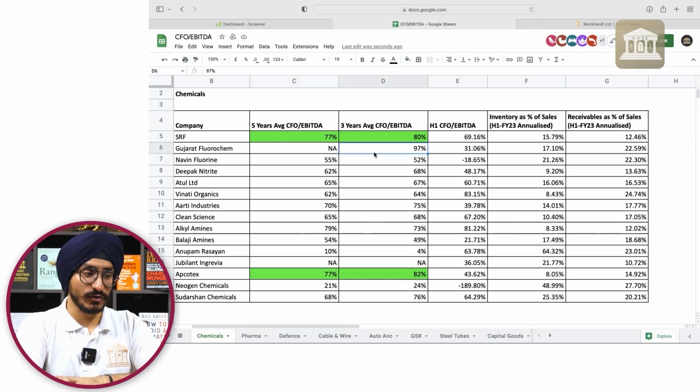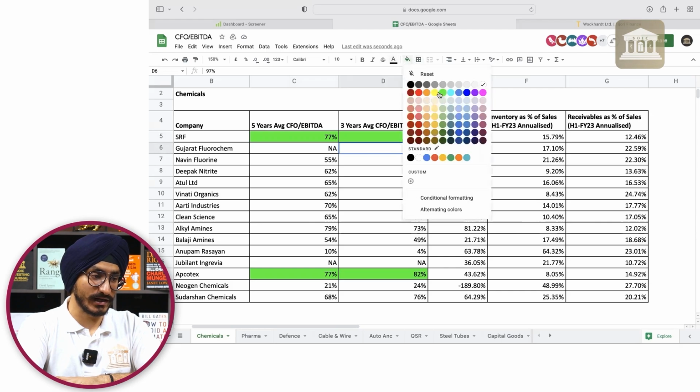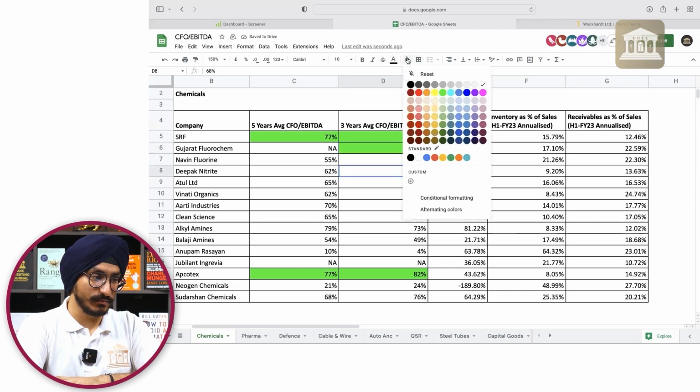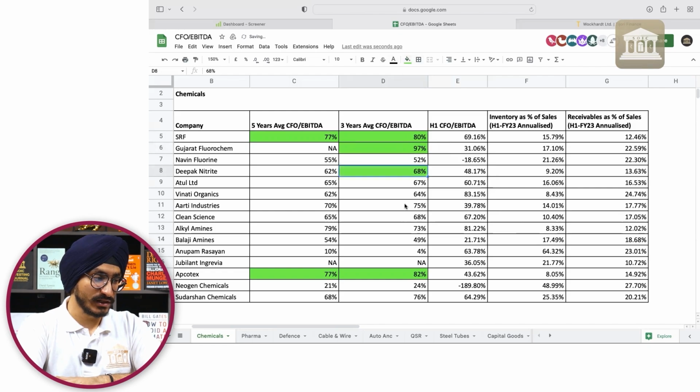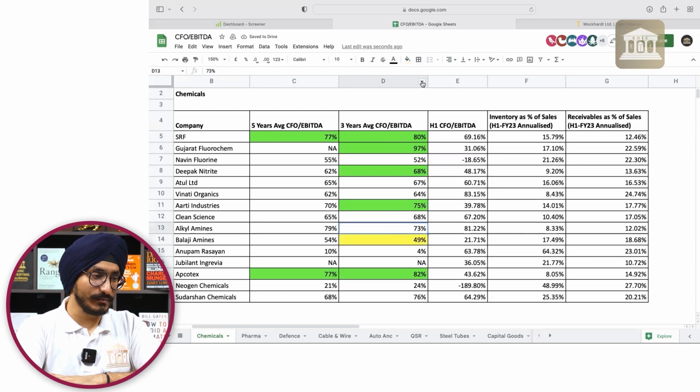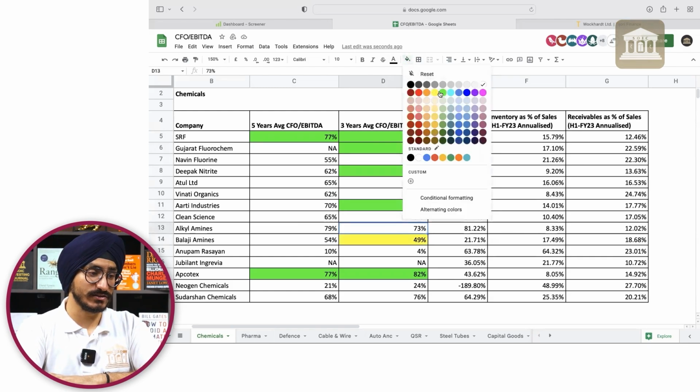If you look at Gujarat Fluorochemicals, for the last 3 years, this stands at 97%. Again, this is one of the better ones. If you look at Deepak Nitrite, it is at 68%. Again, one of the better ones. If you look at Aarti Industries, it stands at 75%. Again, a better one. But if you look at Balaji Amines, this stands at 49%, which is on the lower side of things. If you look at Alkyl Amines, it stands at 73%, which is on the higher side of things.